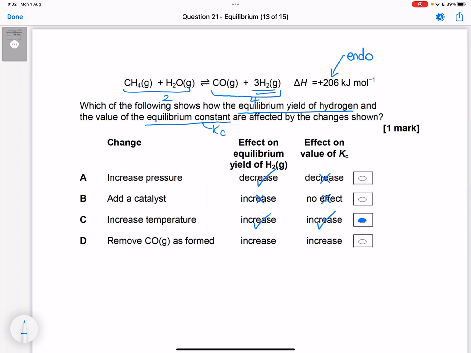We can double check answer D. If we remove the carbon monoxide, according to Le Chatelier's, if we remove a product, the equilibrium will shift right to replace it. So we would increase our yield of hydrogen. But this would have no effect on Kc because it's not temperature. So we know the answer is C.